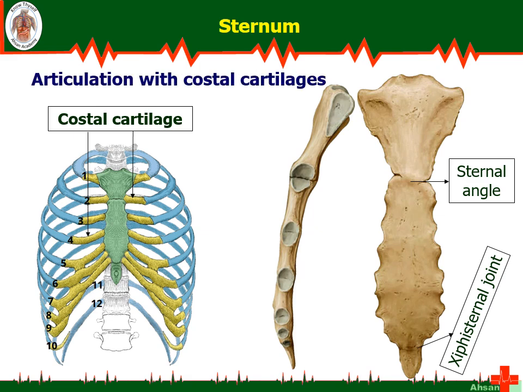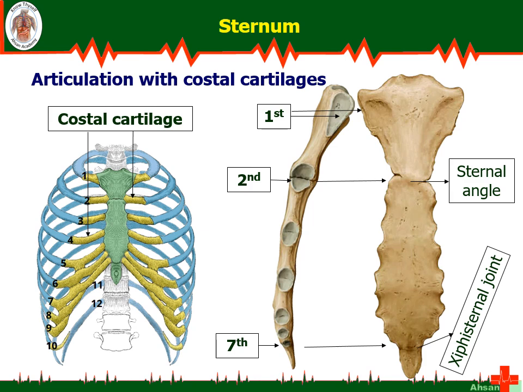The costal cartilages remain attached to the lateral margin. This one is the first facet for the first costal cartilage, and the second one lies at the junction between the manubrium and the body, the manubriosternal joint at the sternal angle. Subsequently, the third, fourth, fifth, up to the 7th costal cartilage remain attached to the lateral border of the body of the sternum, and this last one actually articulates at the joint between the body and the xiphoid process, the xiphisternal joint.